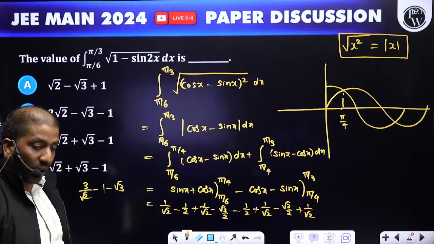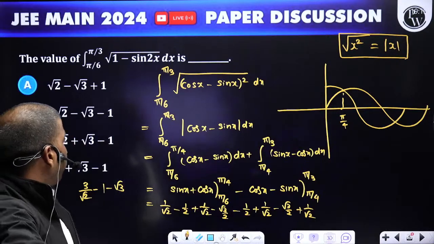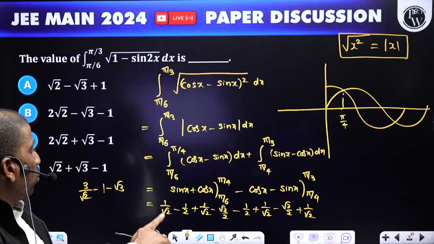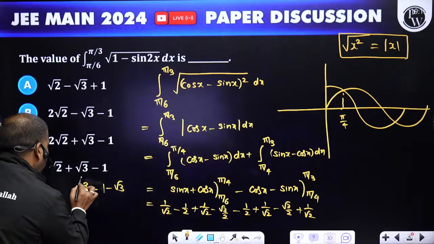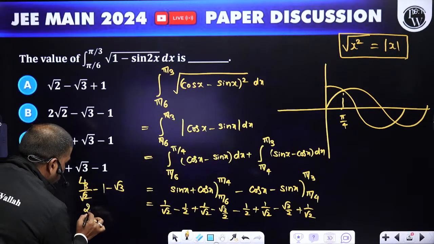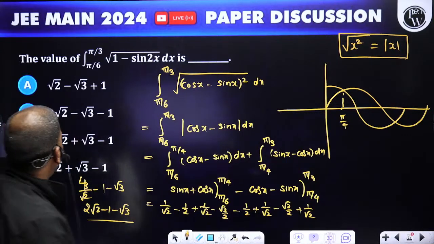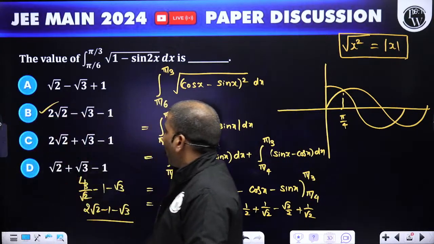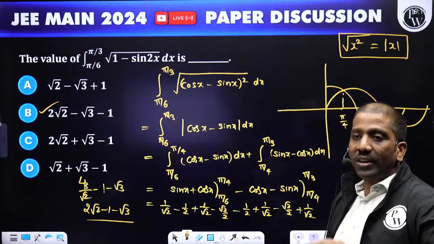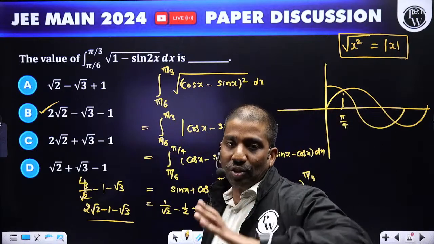So 1 by root 2, four times, that means 2 root 2, minus 1, minus root 3 is the answer. 2 root 2 minus root 3 minus 1. So it is based on root x square, right?